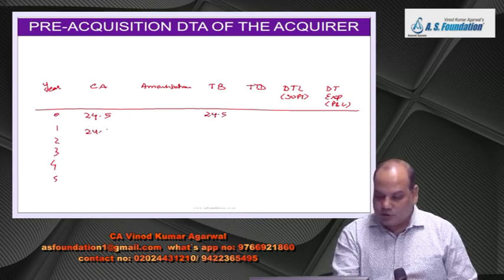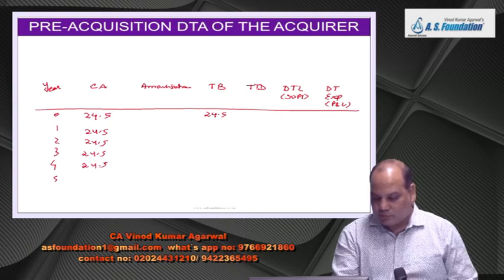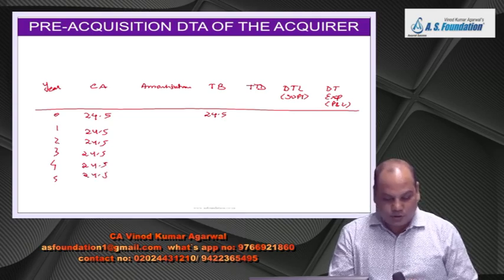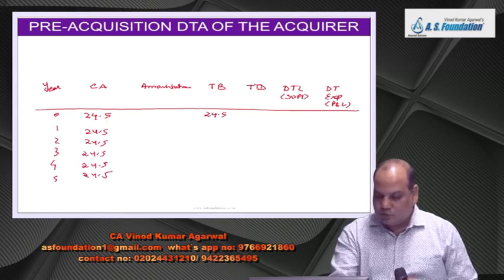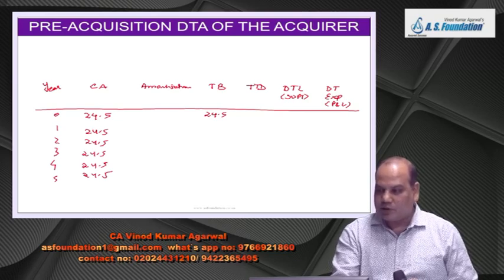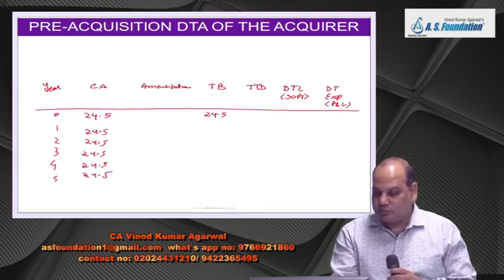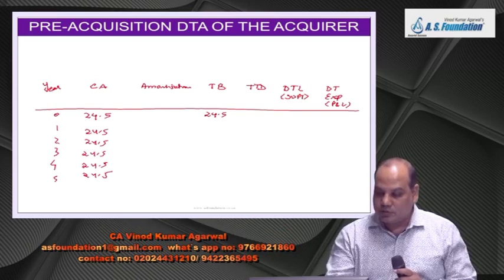Carrying amount we are not changing. Sir, why? Because goodwill is not amortized. Goodwill is only tested for impairment. The question is silent about impairment of goodwill. So in future, whenever the impairment takes place, the carrying amount will change, and then the difference will reverse.